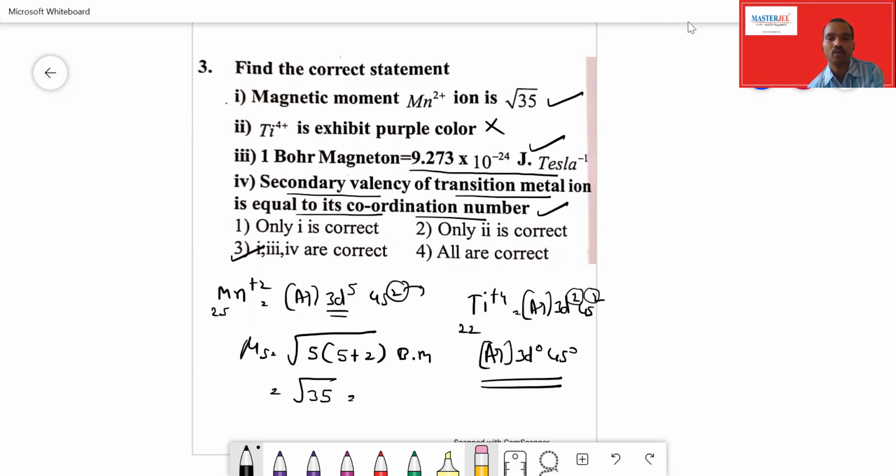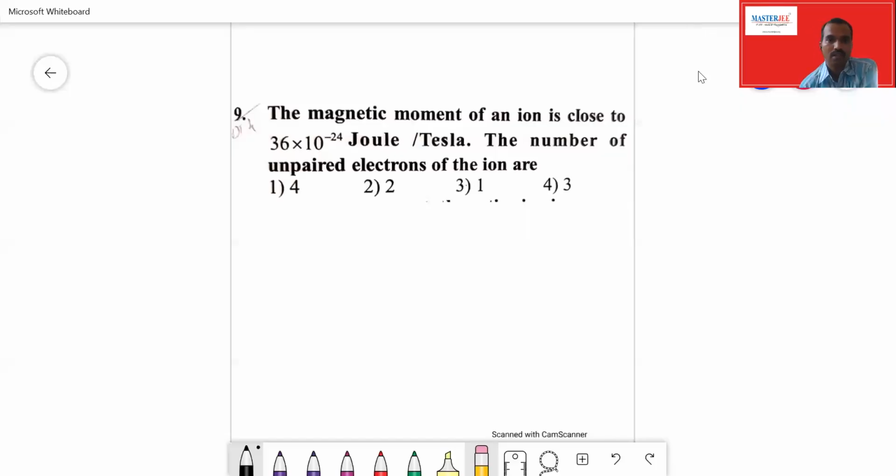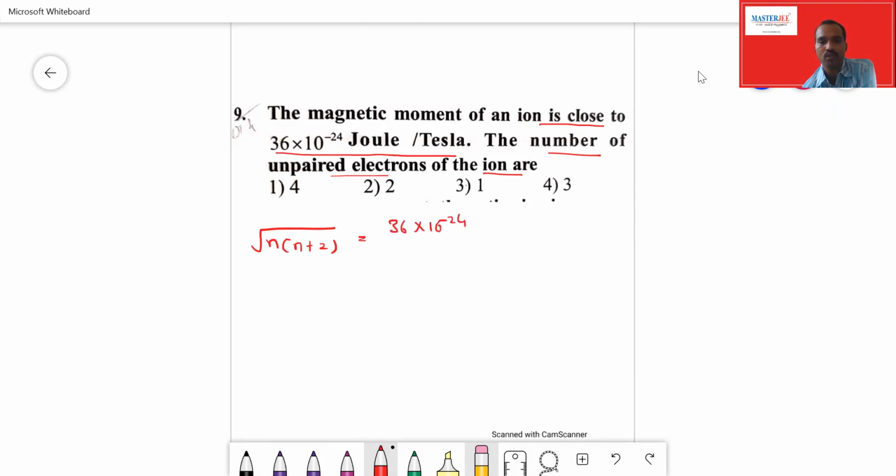Okay. Next, the magnetic moment of an ion is close to 36 × 10^-24 joule per tesla. What is the number of unpaired electrons in the ion? It's a very good question. So here we can go with √(n(n + 2)) Bohr magnetons. The given value is 36 × 10^-24 joule per tesla, so here I'm going to use 1 Bohr magneton equal to 9.273 × 10^-24 joule per tesla.